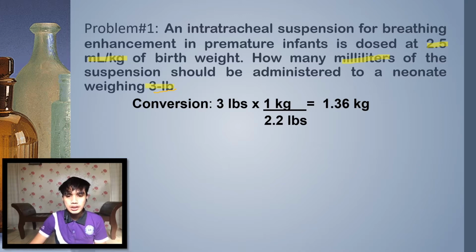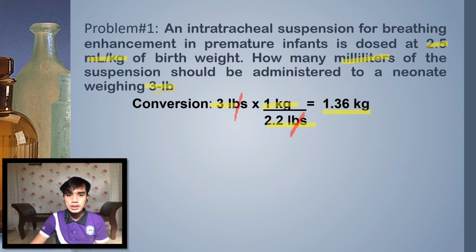3 pounds is multiplied by 1 kilogram, wherein this 1 kilogram is equal to 2.2 pounds. So, pounds here will be cancelled out, and 3 will be multiplied by 1 and divided by 2.2. And that will give us the answer, which is 1.36 kilogram. So 1.36 kilogram is the weight of the child in kilogram.